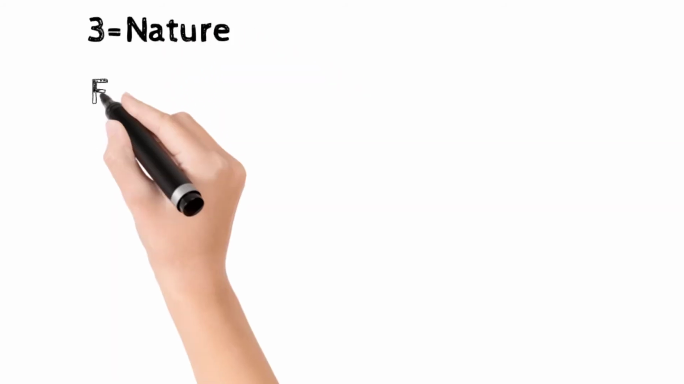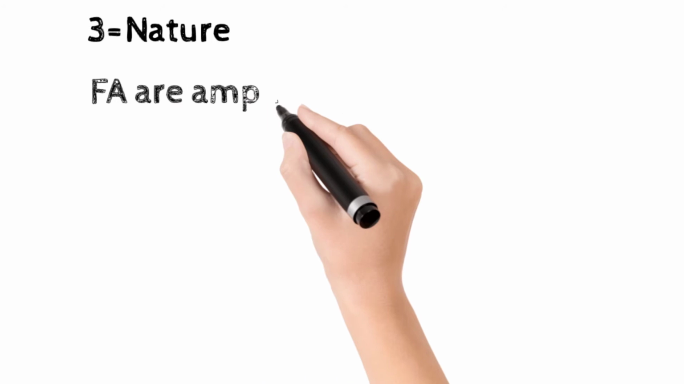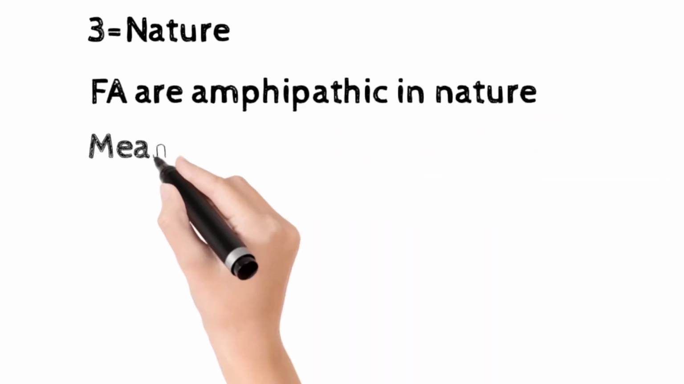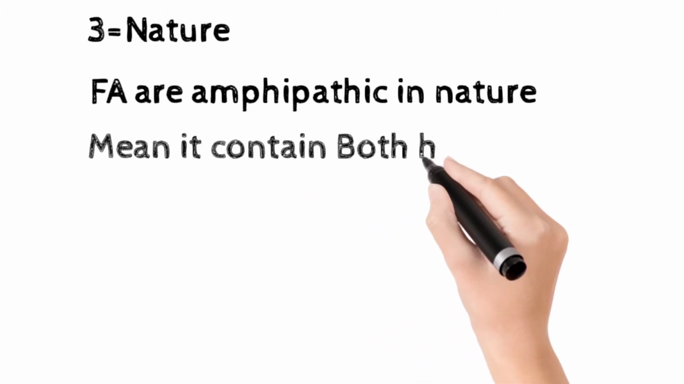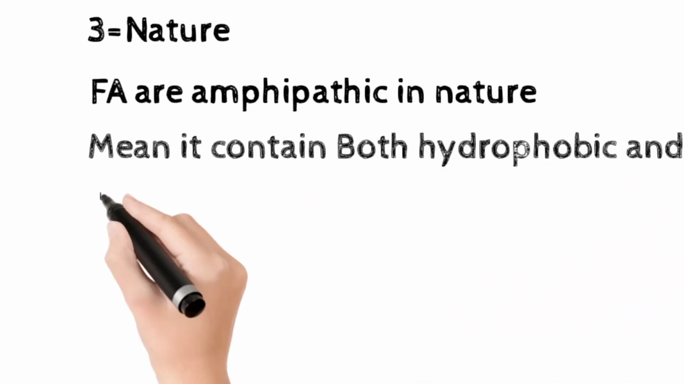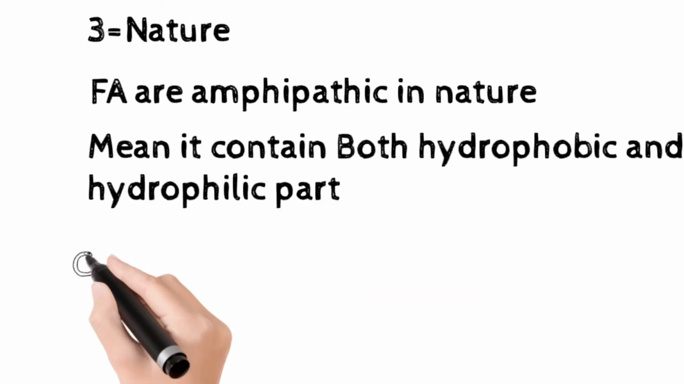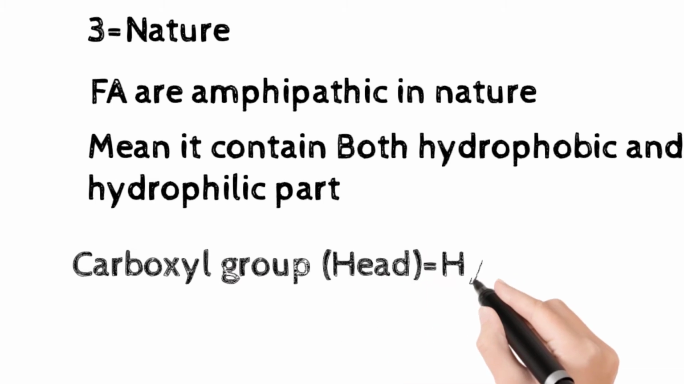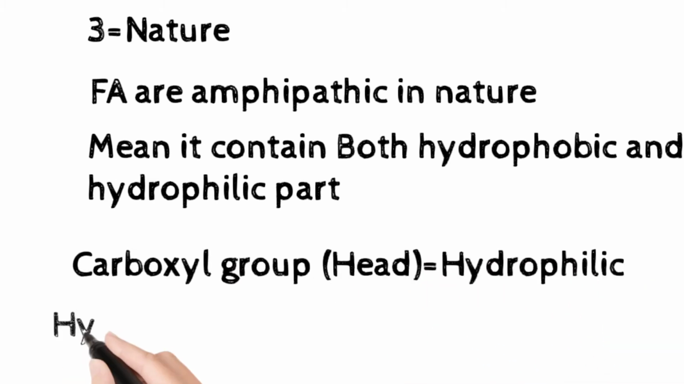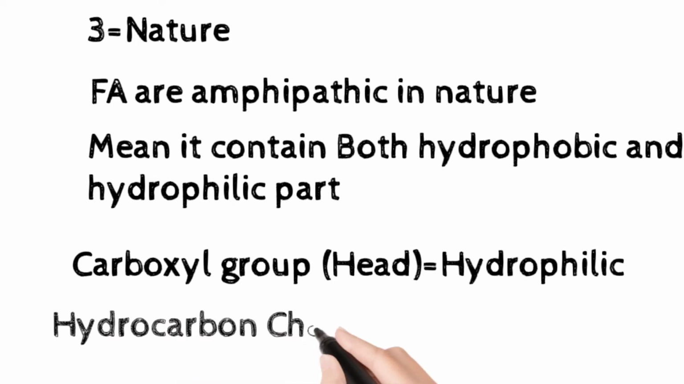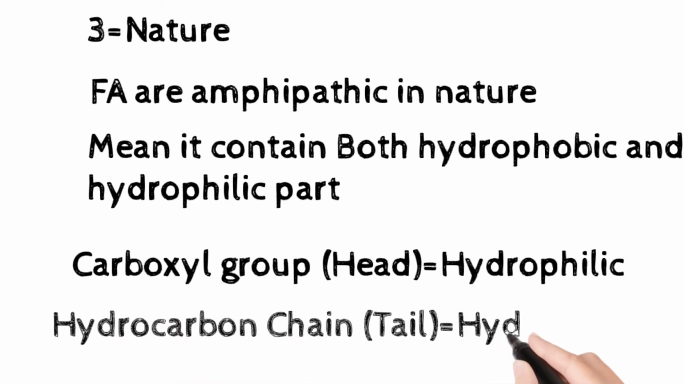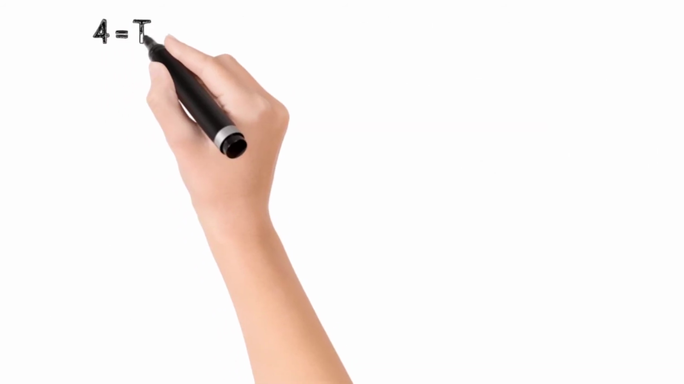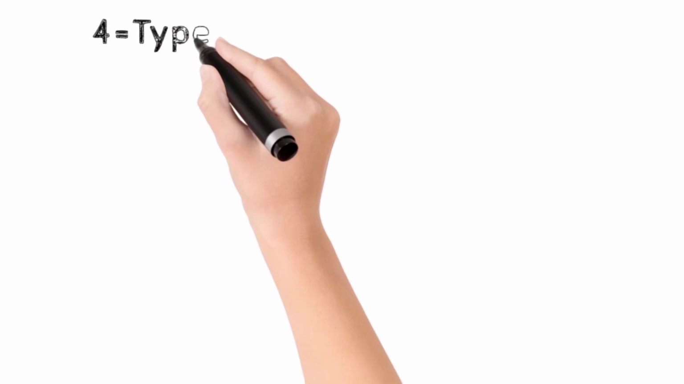Now come to the third, nature of fatty acid. Fatty acids are amphipathic in nature. Amphipathic means it contains both hydrophobic and hydrophilic parts. Hydrophilic means water loving and hydrophobic means water hating. Now the carboxylic group which forms the head is hydrophilic, and the hydrocarbon chain which forms the fatty acid tail is hydrophobic.